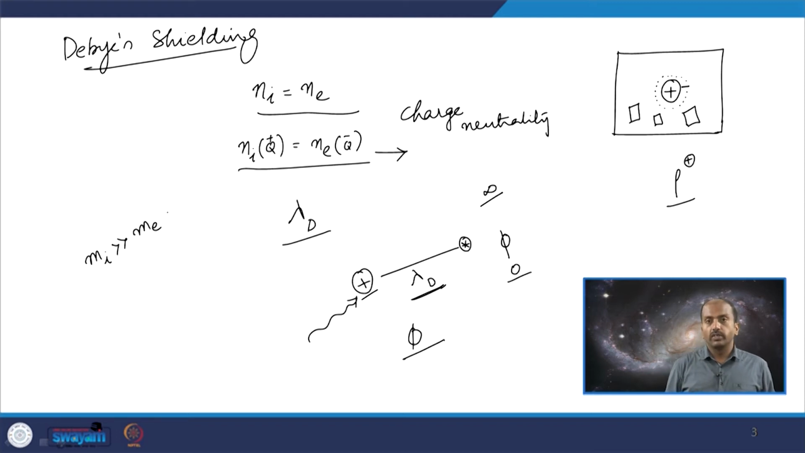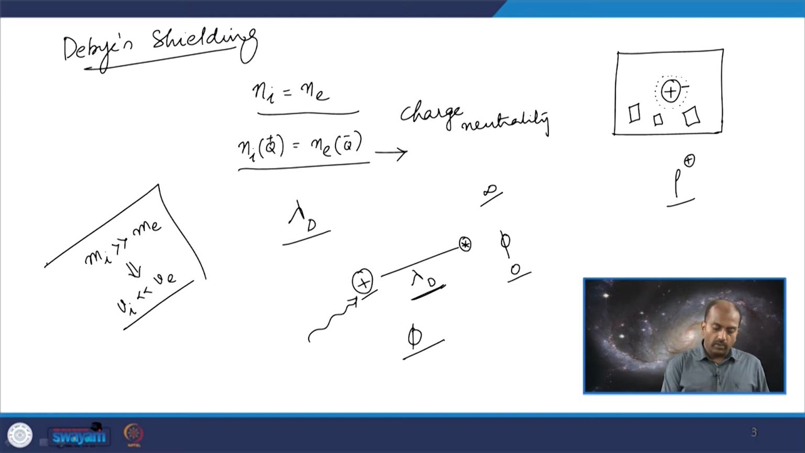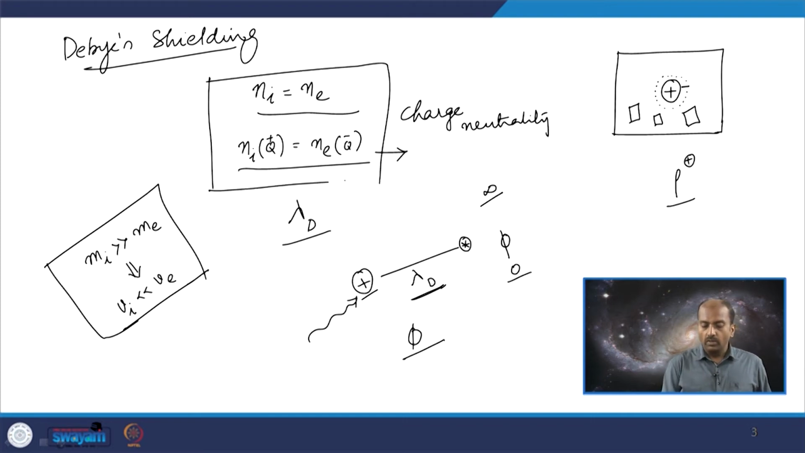So, the electron is a very small particle, and as a consequence, the velocity of the ion will be much smaller than the velocity of the electron. This has to be combined with these facts. The basic idea is very simple. You have a neutral plasma, that means the total number of charges is equal. So, there is no charge density inside the plasma, and when there is no charge density, obviously there is no resulting electric field, right.